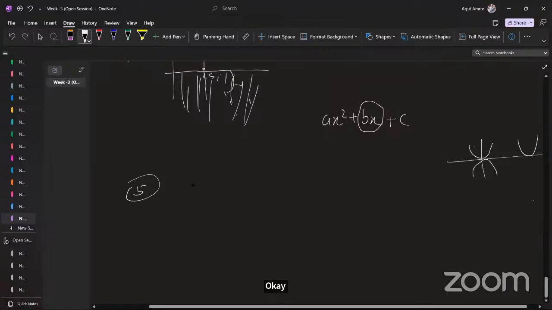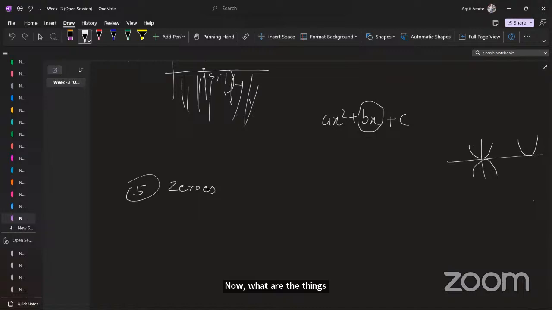Now, what are the things? The next thing is zeros of the quadratic function. What are the zeros? Sir, these are the roots. No, roots always, if we are discussing roots, we are discussing equations. If we are discussing zeros, we are discussing functions.